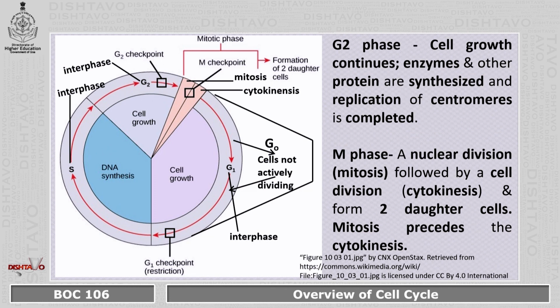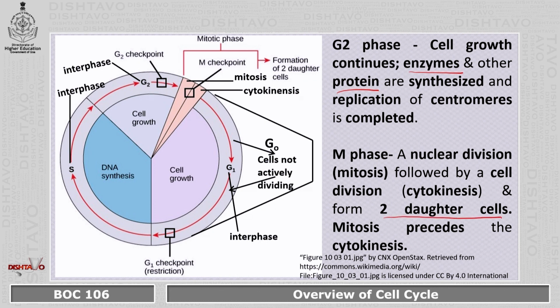The G2 phase shows cell growth continues. In this phase, enzymes and other proteins are synthesized, and replication of centromeres is completed. M phase, a nuclear division phase, starts. The cell prepares itself in G2 phase and then it goes into the next phase, that is the mitotic division phase, followed by a cell division called cytokinesis, and it forms two daughter cells.